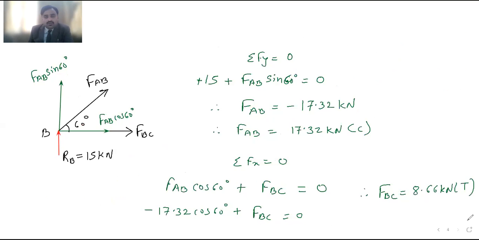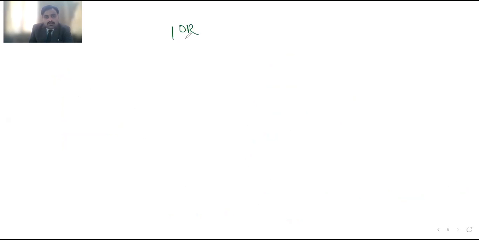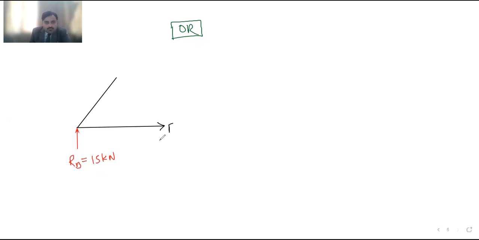So here I will draw the diagram alternative. If you want, I will show you once more how to solve this; whichever is easier for you, solve with that. So here again I will draw the free body diagram. Here it is BC. So RB. So RB is 15 kilonewton. And this is F_BC. Force in member BC. Force in member AB. Okay.